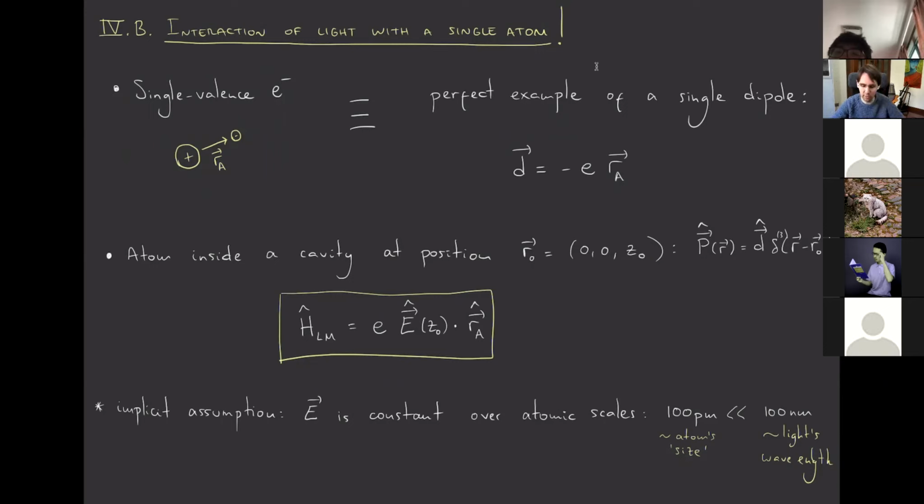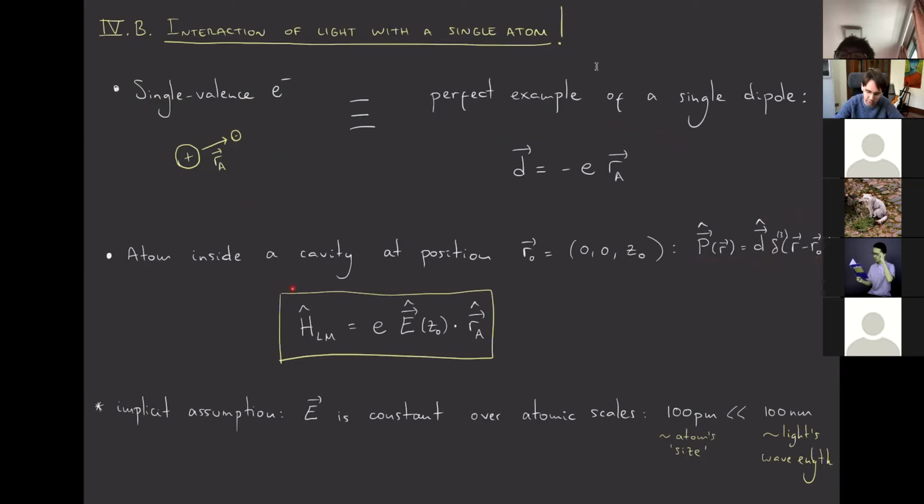And then what we did was something called cavity quantum electrodynamics, which is taking an atom and putting it inside an optical cavity and letting it interact with the modes of the cavity. In that case, we take the atom and put it inside the cavity at some position, okay? Of course, the electric polarization density is given by this simple expression because we have just one dipole at position R0 inside the cavity.